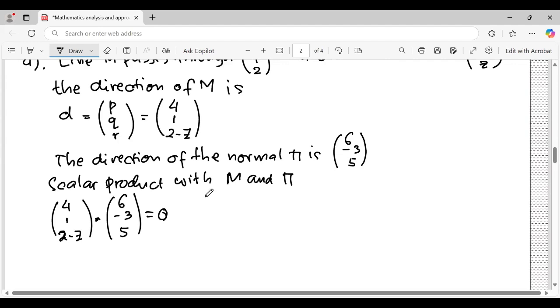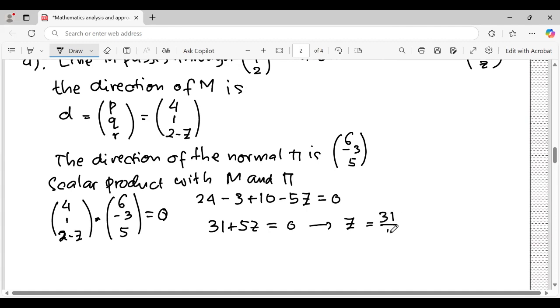So we can calculate 4 times 6, 24. 1 times minus 3, minus 3. And then 5 times 2, 10. 5 times minus z, minus 5z equals 0. 24 minus 3 is 21, plus 10 is 31, minus 5z equals 0. So we gain z equal 31 over 5, 31 fifths.